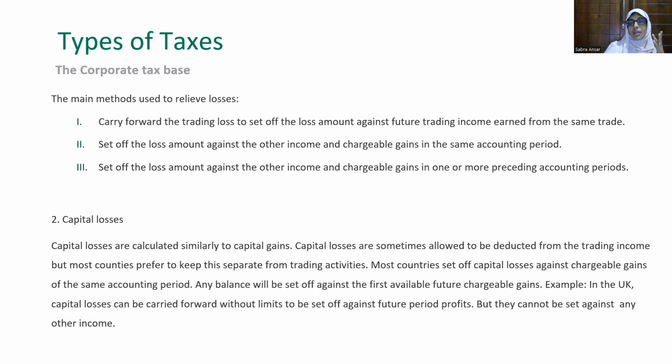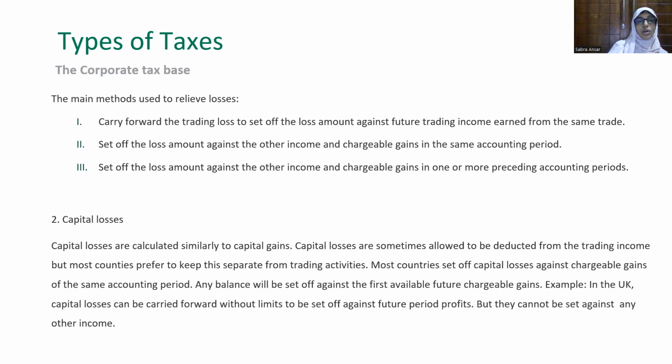So capital losses are sometimes allowed to be deducted from the trading income, but when it comes to most countries, they prefer to keep this separate from the trading activities. Like the most countries set off capital loss against chargeable gains of the same accounting period, or any balance will be set off against the first available future chargeable gains. So, for example, in the UK, capital losses can be carried forward without limits to set off against future period profit, but they cannot be set off against any other income.